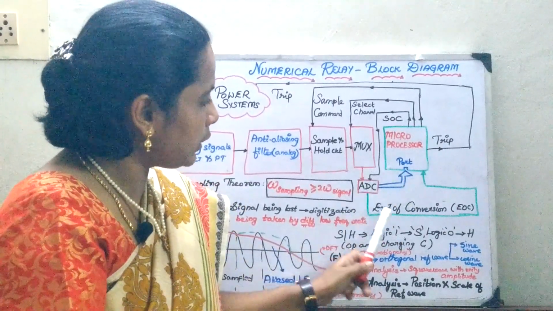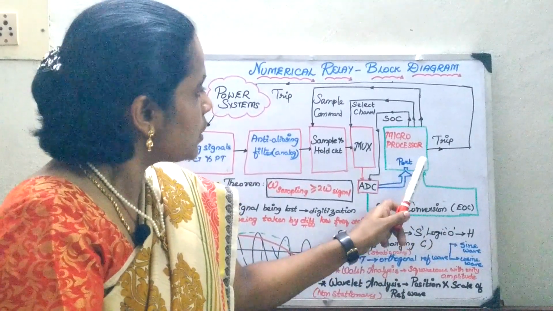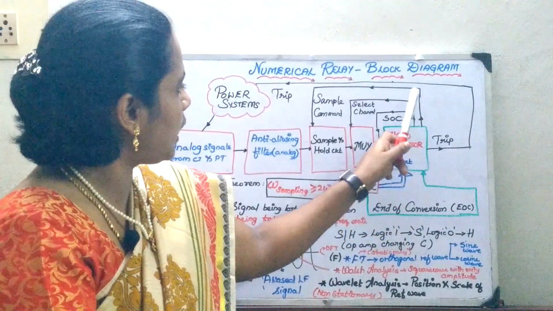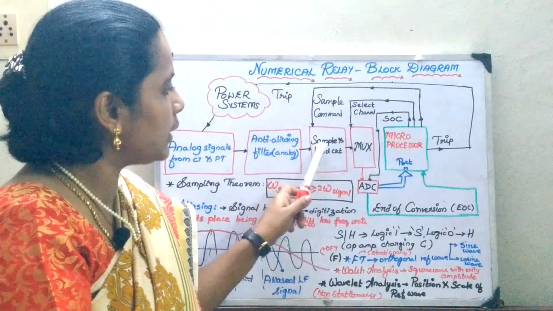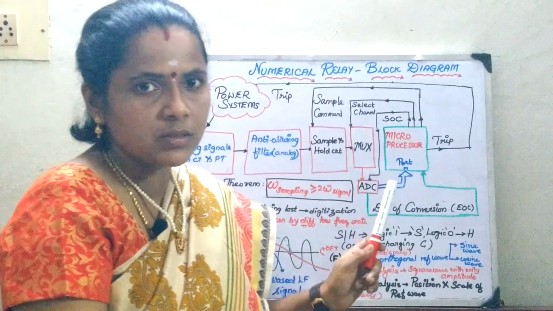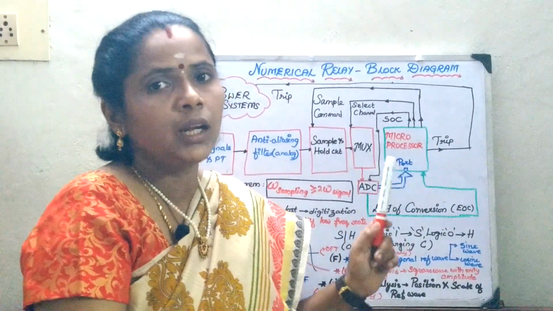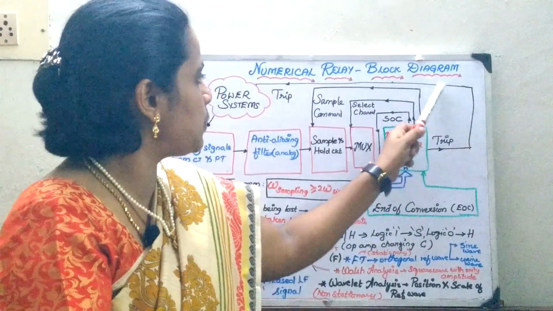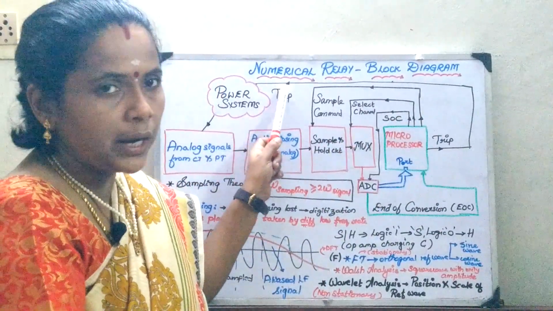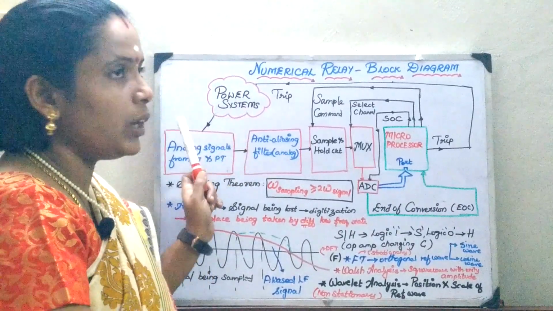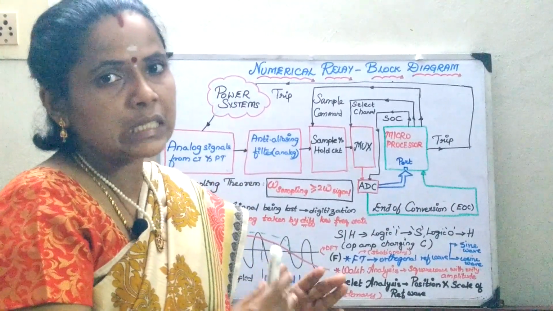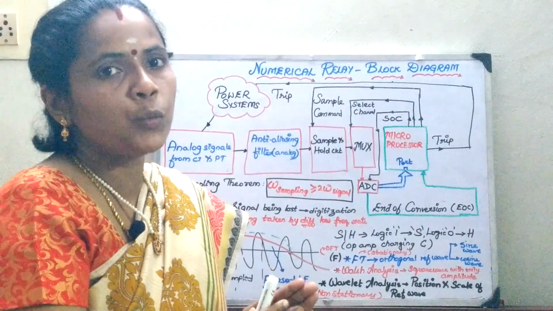Now you are going to have the end of conversion signal. In that case, the microprocessor again sends a sample command, that is, you can start sampling and then send the data to your microprocessor in order to issue the trip signal. So from this, the trip signal will be issued at the required points to the power system, and accordingly the power system will act. So this is the working principle of your numerical relay.